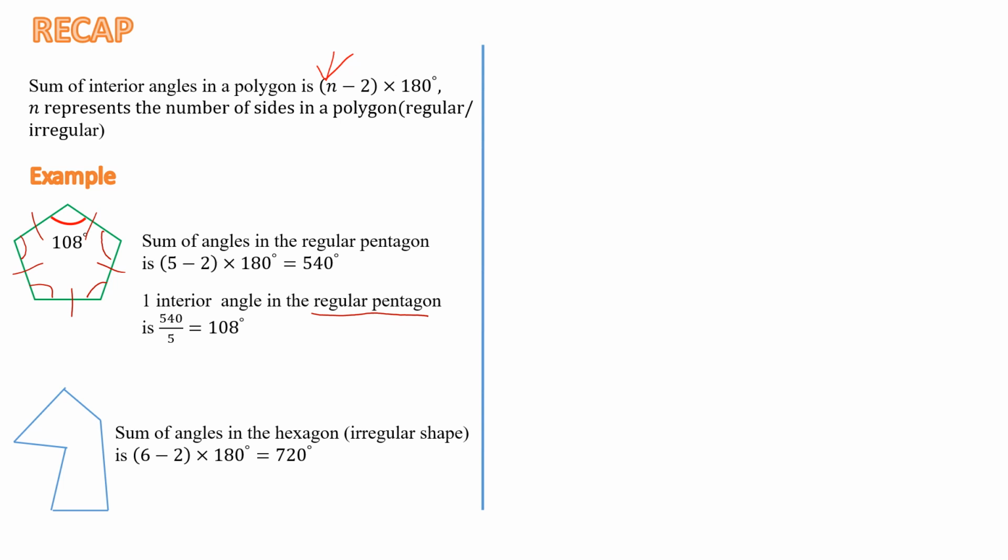If you look at the figure quite clearly, this is not a regular hexagon, this is an irregular hexagon. The sum of interior angles is 720, and we cannot take 720 divided by 6 because the interior angles, if you look carefully, are not all of the same size. Like this one is acute, this is obtuse. So for an irregular shape, the angles are not the same, and therefore you cannot divide the sum of the interior angles by the number of sides.